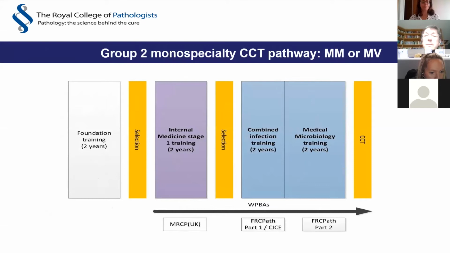Then they'll be selected by applying at national recruitment in the same way as currently into combined infection training, which will be still 2 years, and then they'll have 2 years of medical microbiology or medical virology higher infection training. We've changed that term to make it clearer that the bit that follows combined infection training is now called HIT or higher infection training. As before, you'll get your MRCP during your internal medicine stage 1 training, and then there'll be a requirement to get FRCPath during specialty training, both parts.